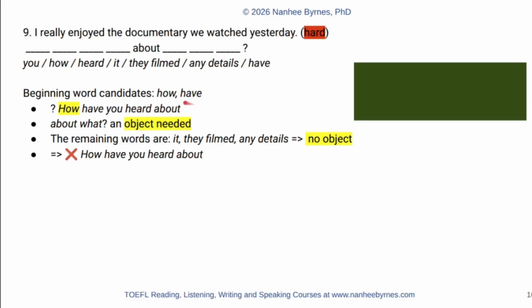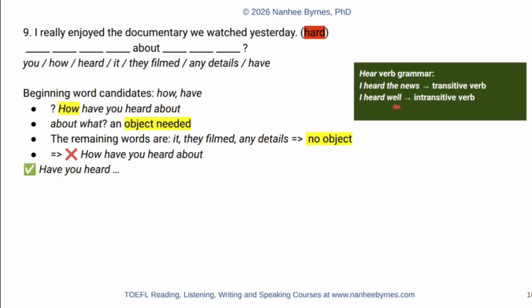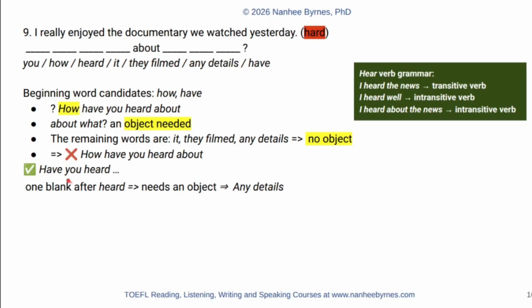Have you heard? Grammar-wise, heard can be both a transitive and intransitive verb. I heard the news, transitive verb. I heard well, intransitive verb. I heard about the news, intransitive verb. Here we have one blank after have you heard, so we can add the object of heard. Any details is a good choice. So we have, have you heard any details?